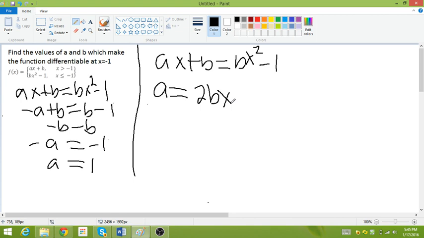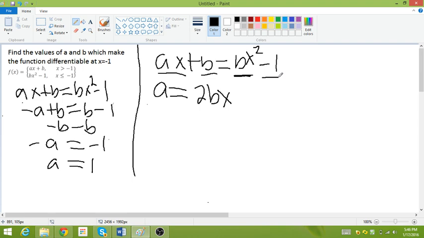Alright, so the derivative of this part is just a, because the derivative of x to the power of 1 is just the coefficient, which is a. And the derivative of b is just 0, because b is a constant. And the derivative of bx squared is 2bx because of the power rule, and the derivative of negative 1 is 0, because negative 1 is a constant.